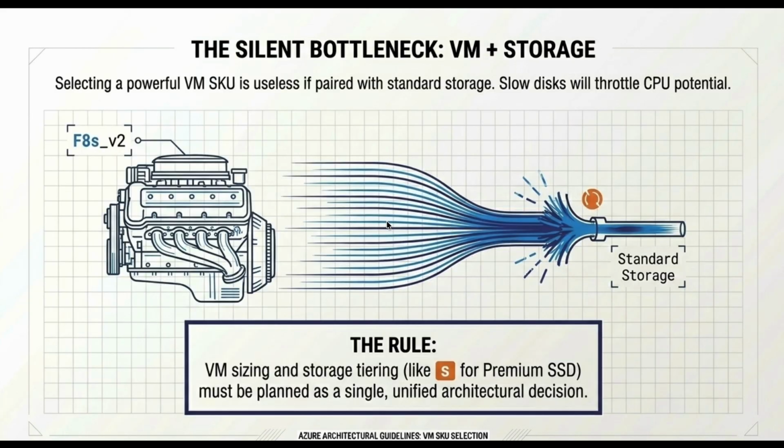Another thing many beginners forget, even if the VM is powerful, slow storage can bottleneck everything. So VM selection and disk selection must always be planned together. Like in this example, we have selected the VM size F8S V2, which has very good IOPS and throughput. But if you are just using a standard HDD or SSD disk, your performance would not be good and would cause issues even if your VM is powerful.